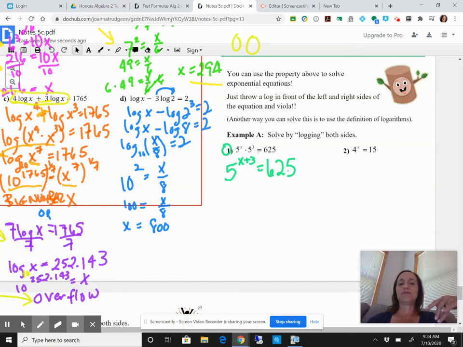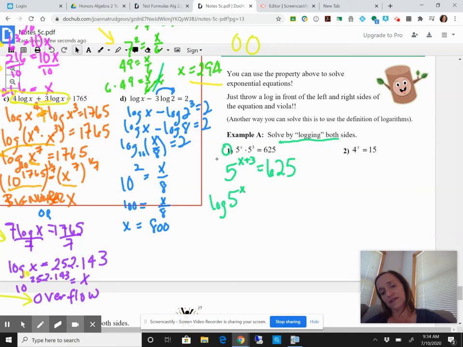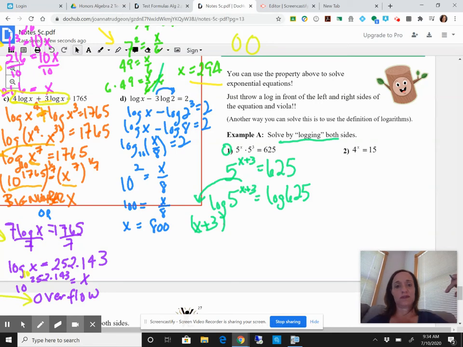But we're not going to do it that way because it wants us to solve by putting a log on both sides. So I'm going to put a log in front of this side and a log in front of this side, like that. And now I can use the power property of logs and bring this x plus 3 down to the front. When you do that, you may want to put parentheses around it because that whole thing is multiplied to log 5.